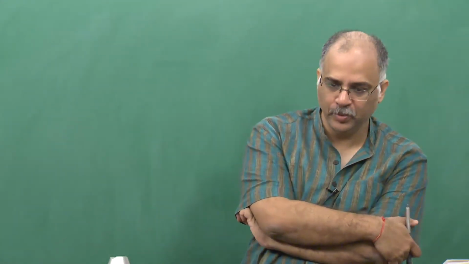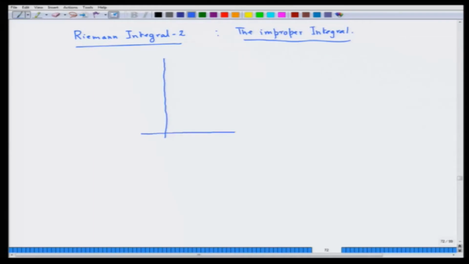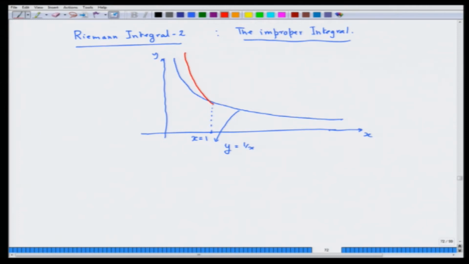We come to the second part of Riemann integrals. Here we are going to ask you some stupid looking questions. I would like to say, look at the graph of the function y equal to 1 by x. And then also look at the graph of the function y equal to 1 by x square, which coincides with its value at 1 and then goes down.